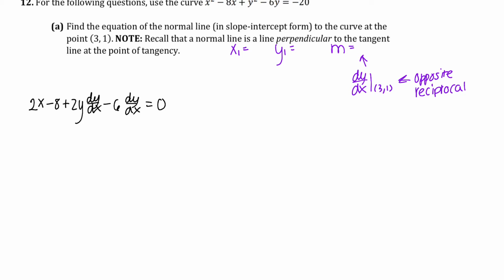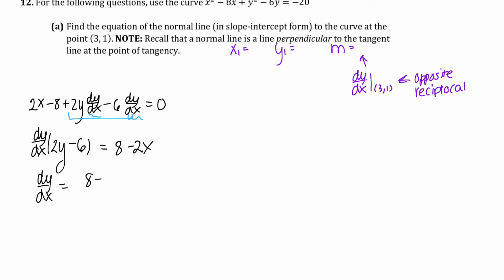And then moving the 2x minus 8 over and factoring out the dy/dx at the same time, we have dy/dx times 2y minus 6. So what I'm doing is I'm leaving these guys over and I'm factoring their dy/dx's out. Is equal to 8 minus 2x. dy/dx is equal to 8 minus 2x over 2y minus 6.